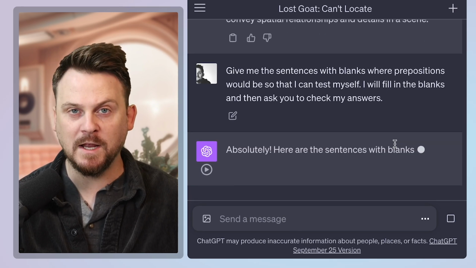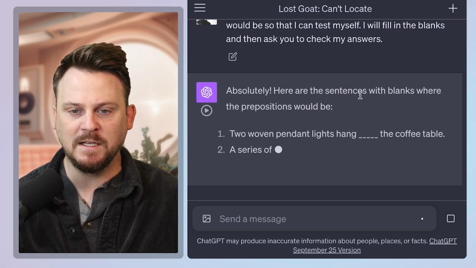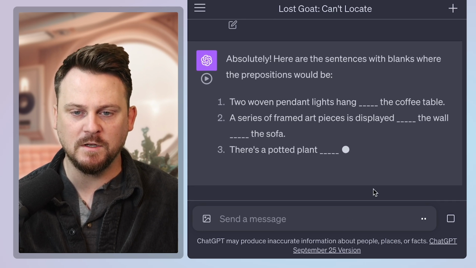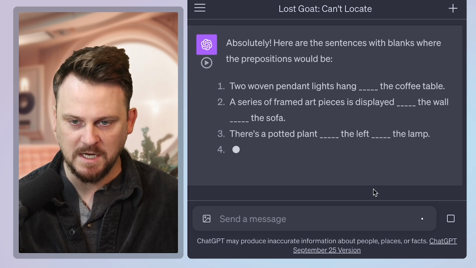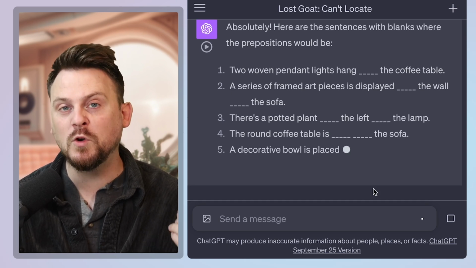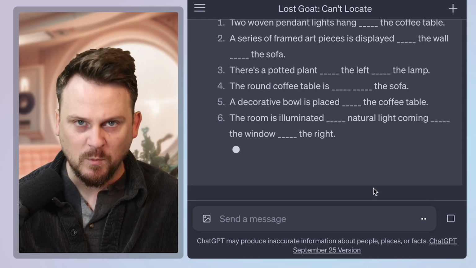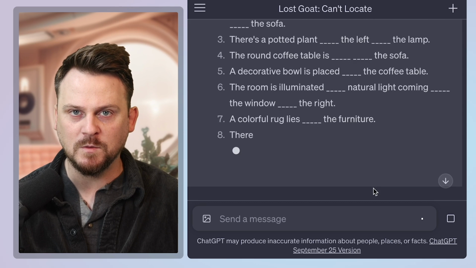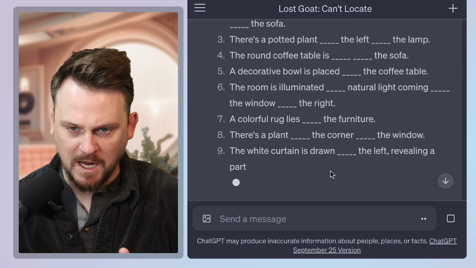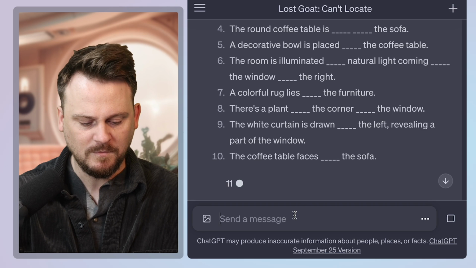But let's just imagine for a second we hadn't already generated these sentences. The woven pendant lights hang the coffee table. A series of framed art pieces is displayed the wall, the sofa. So this is a really great way to push ourselves to find the correct preposition. We would write down the answers. We would say 7, the colorful rug lies, let's say, I believe it's in front of the furniture, I think. So 7, let me check the picture.